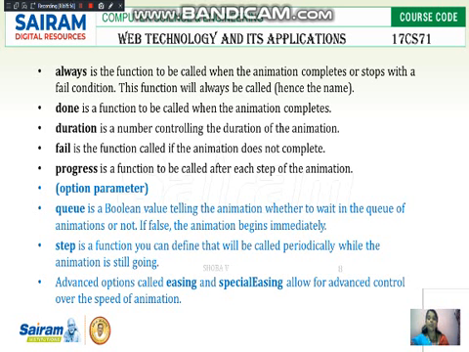And in this options parameter, queue, step, easing and special easing are the optional parameters. If you want, you can use them. Queue is a boolean value telling the animation whether to wait in the queue or not. If it does not wait, the animation begins immediately. Step is a function you can define that will be called periodically while the animation is still going on. And advanced options like easing and special easing allow for advanced control over the speed of animation.